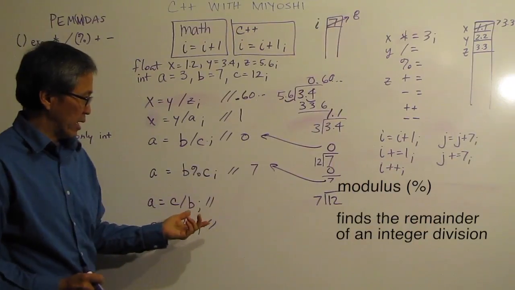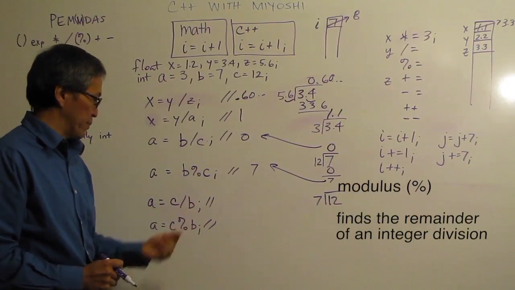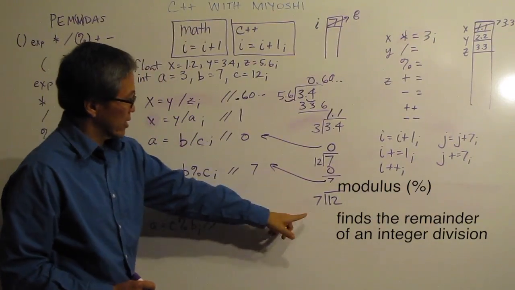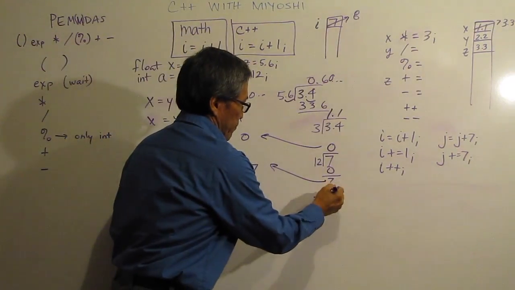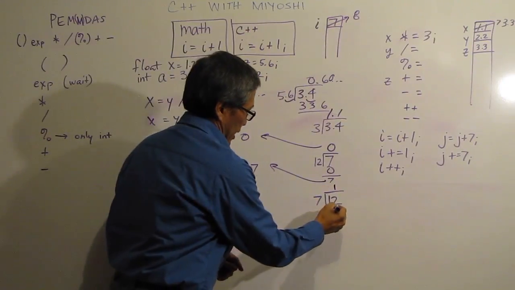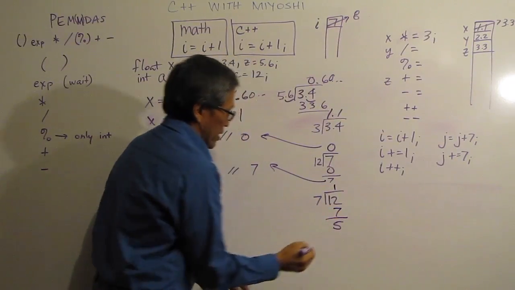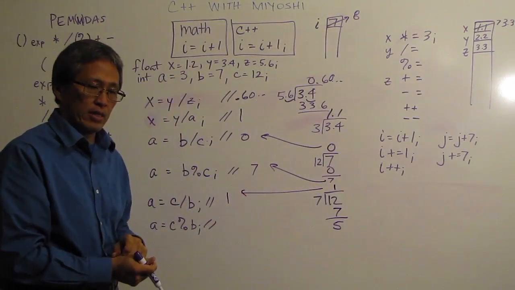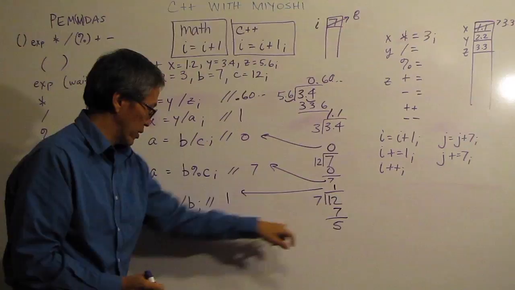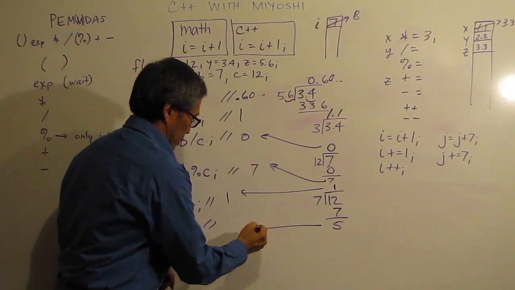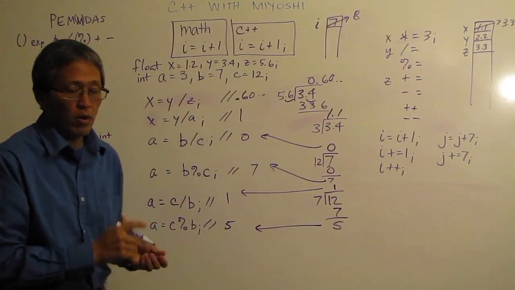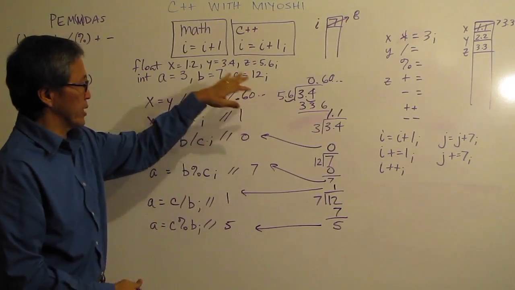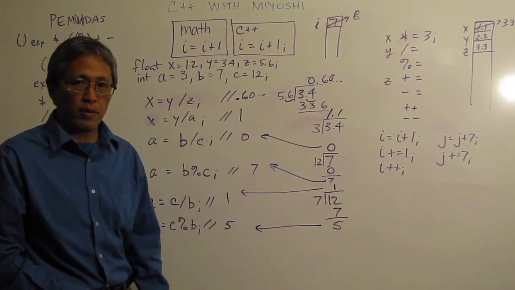What happens if it's higher? So if we divided c by b instead, we're going to do the same division. 7 goes into 12 one time. 7 times 1 is 7. 12 minus 7 is 5. And so the 1 is what gets put over here into a for my division. And the 5 is what gets put over here into a for my modulus. So, it's a little bit trickier. Not that much trickier, but it's a little bit different doing integer division than it is doing floating point division.